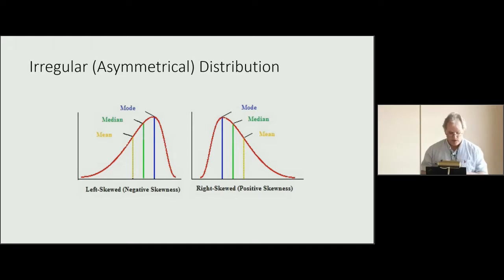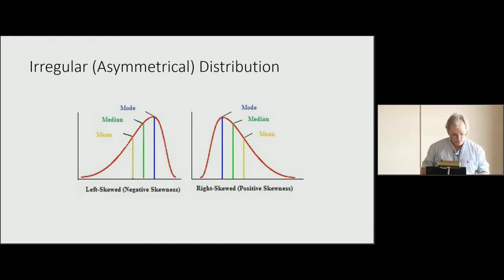So here are 2 examples of irregular or asymmetrical distributions. Both of these have a single peak. If the tail on the left of the peak is longer than the right side of the distribution, this is referred to as negatively or left skewed. So retirement age, for example, and test scores usually have a left skewness to the distribution. And you can see that the mean is less than the median, which is less than the mode.